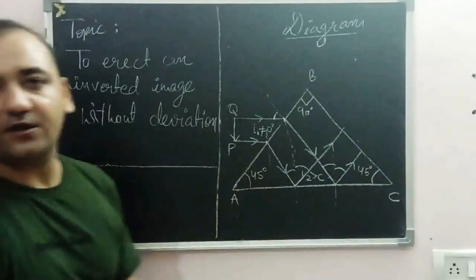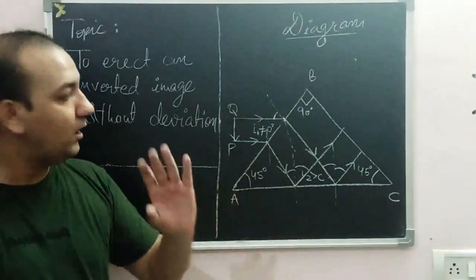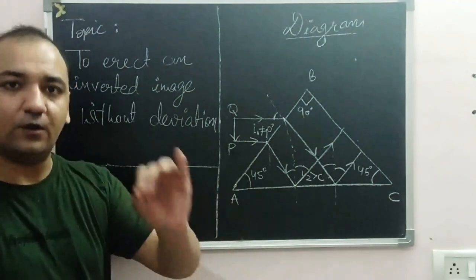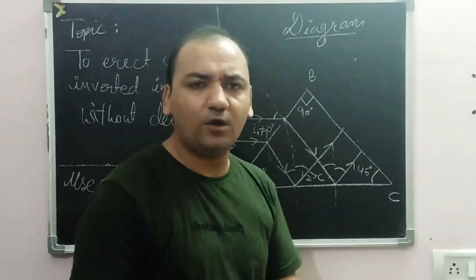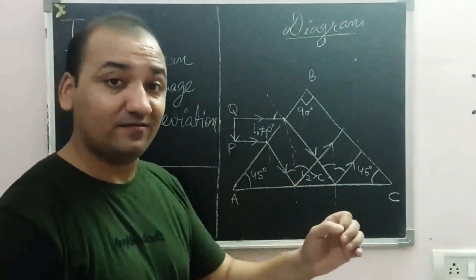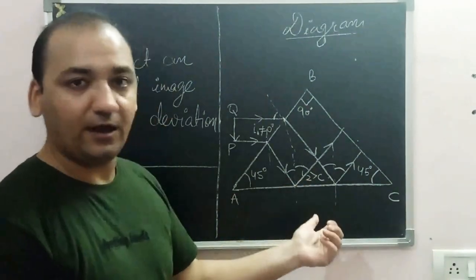Now, as we know that the critical angle of glass is 42 degrees, this angle is surely greater than 42. Whether it's 42.5 or 43 or 47 or 48, we are not concerned about it. As I told you, you need not worry about it, and you don't even need to write that this is greater than the critical angle.